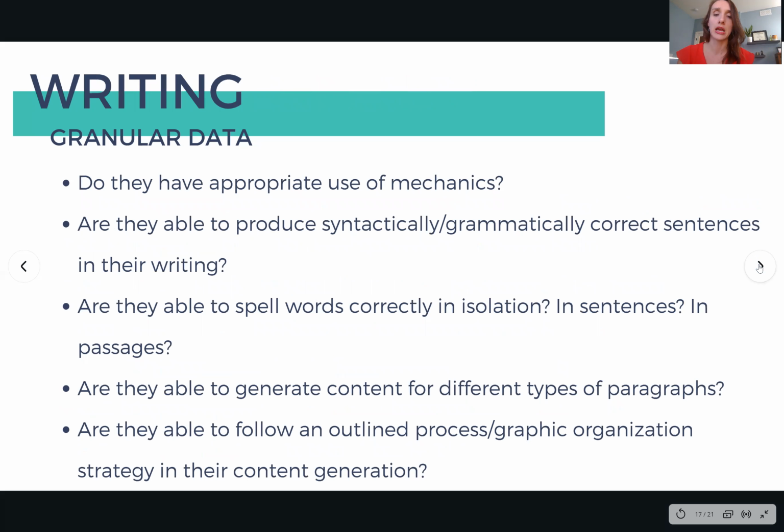Then we also look at writing, and we want to look at more granular data in writing. What do their mechanics look like? Can they produce syntactically, grammatically correct sentences in their writing? Are they able to spell words correctly in isolation, sentences, passages? Can they generate content for different types of paragraphs, for example, informative, a summary, narrative, an opinion, or persuasive? There's different types of writing, so can they generate appropriate content for those? Can they follow an outlined process or graphic organizer strategy in their content generation? All of these things we need to be looking at, and we need to be looking at very granularly.